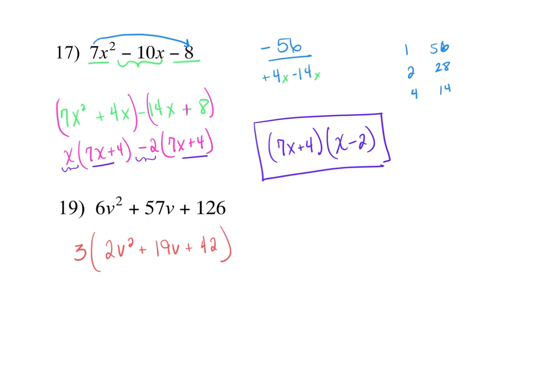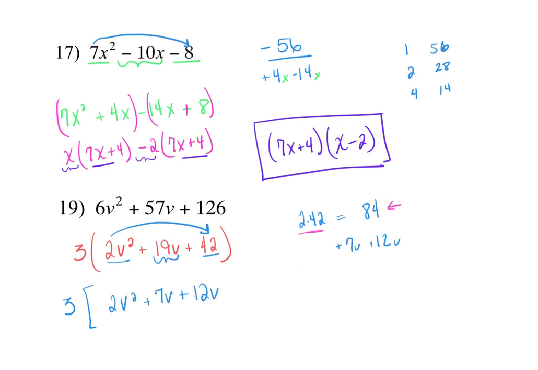That's still a pretty big guy, so I probably wouldn't give you even anything that big, 84. But 84 is not too bad. What factors of 84 will add to give you 19? 7 and 12. Positive 7, positive 12. So I have 3 on the outside. I leave this alone. 2v squared. I change this to these two right here. Plus 7v plus 12v. I leave this alone. Plus 42. And then I'm just factoring by grouping, which most people do fine with.